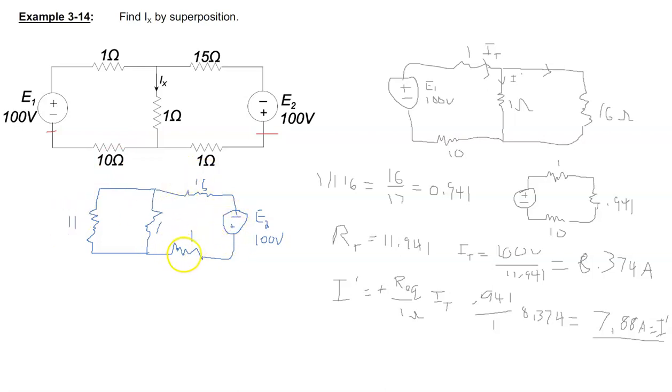Now, we know that E2 is going to produce a current that goes this way, but I double prime is down, right? Because I double prime agrees with the direction of IX. So that means I double prime is going to be negative. Well, that's fine, right? Because we keep our directions constant with respect to that. So now we have 11 in parallel with 1. And that equals 11 times 1 over 11 plus 1. And so again, now you see the majority of the current goes through the 1 ohm because it is the smallest resistor.